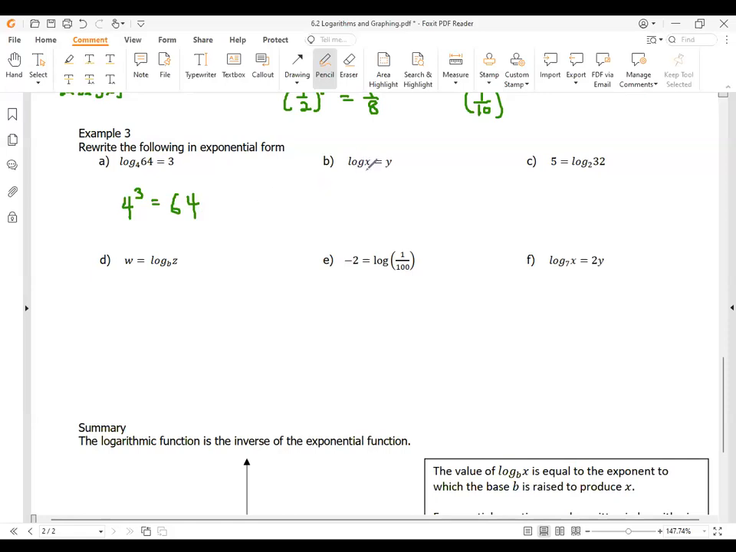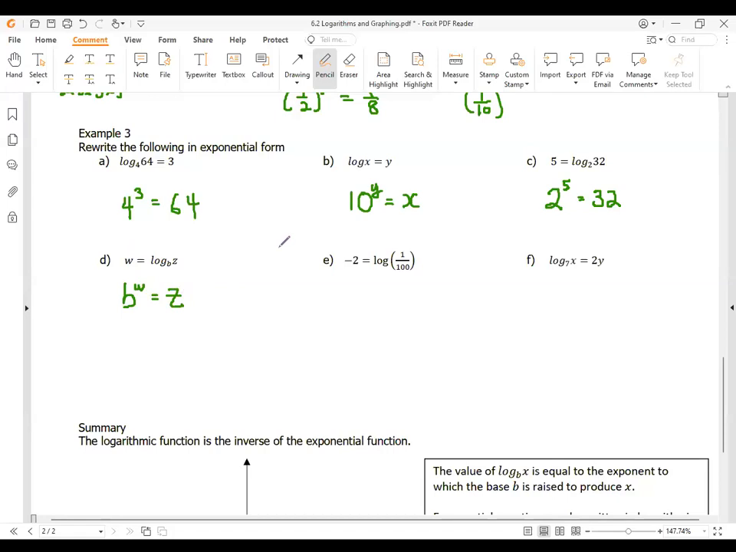Log, if there is no number, by default, it's base 10. The answer was y, so that means the exponent is y. Here, it's log of x, so that means the exponent or the power must have equaled x. Base is 2, exponent is 5. Answer was 32. Base is b, the answer was w. Answer was w, so z must be.